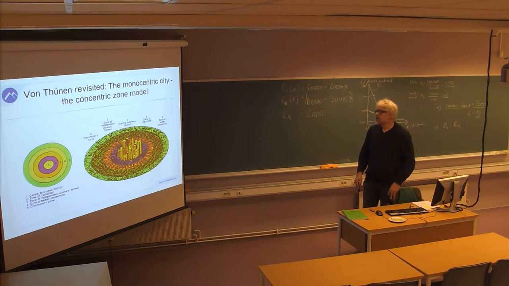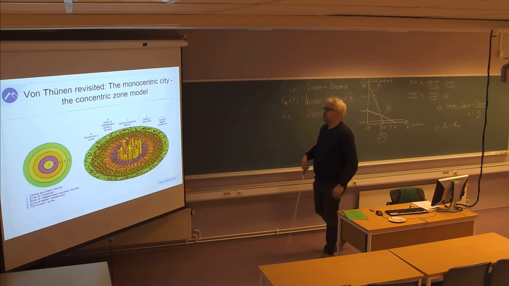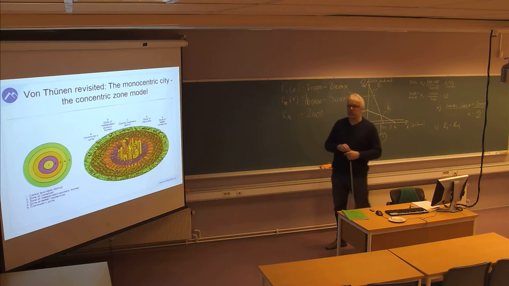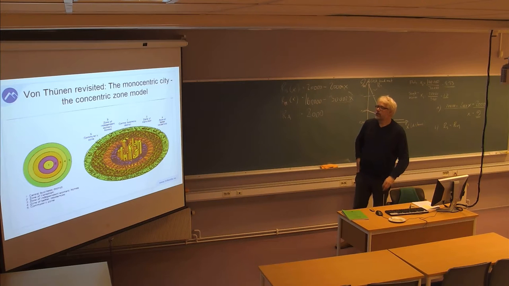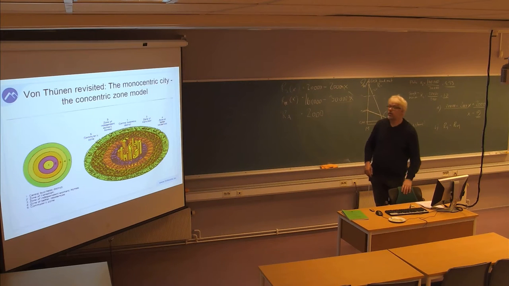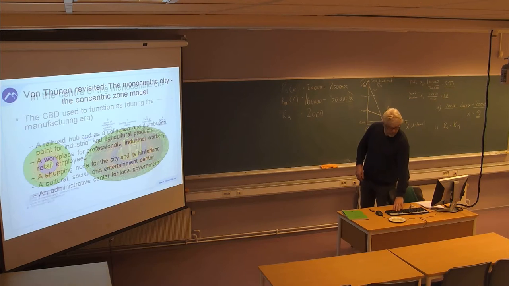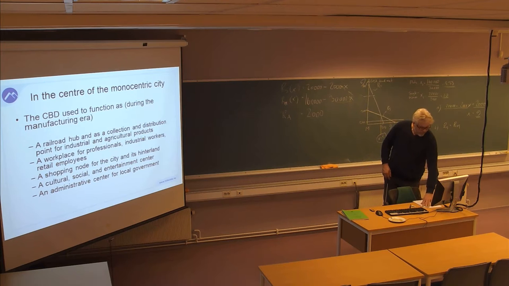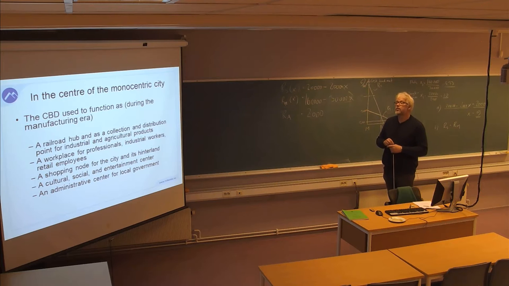So this is an expanded view of this von Thünen monocentric model with the concentric zones, with different activities in this functional space. Outside of zone 5, we have the agricultural land in this model. So, let me talk a bit more in detail about the functions in the central business district.